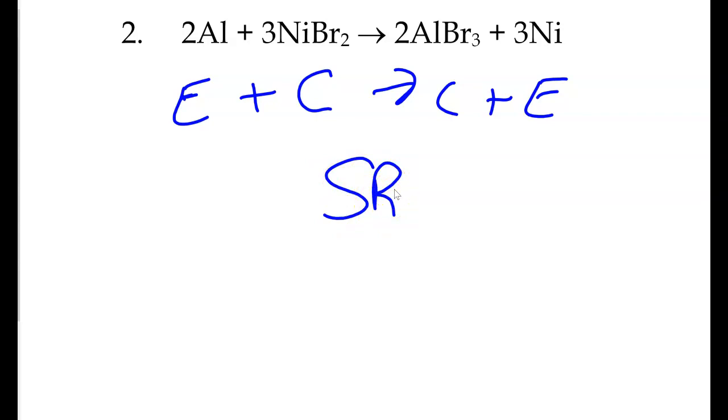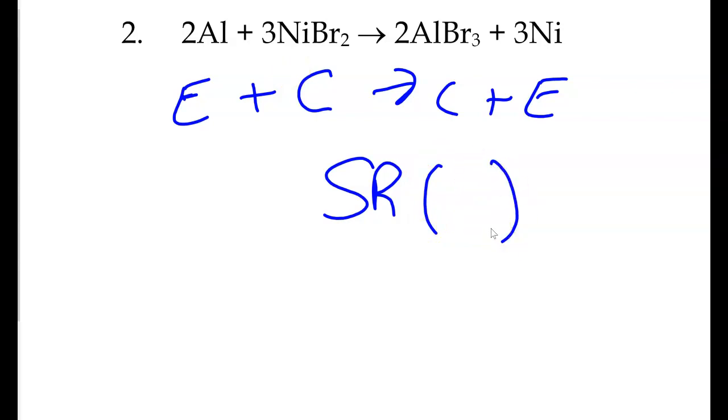But first I wanted to let you know it doesn't matter in which order we add these. We can have an E and a C, but it doesn't matter if it's CE or EC. Same thing on the other side. As long as we have one on each side, it is a single replacement reaction. Now we have to decide if it's single replacement cationic or single replacement anionic.